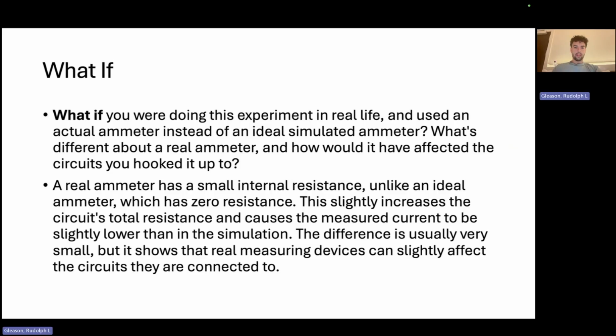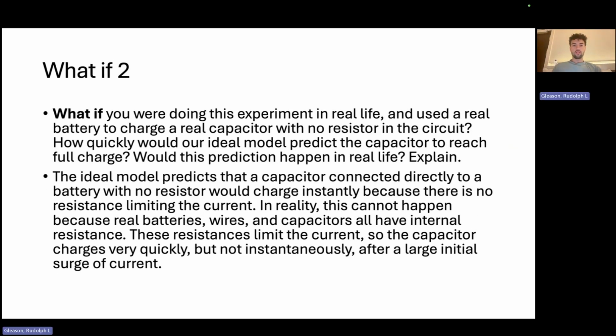And the second what-if question was, what if you're doing an experiment in real life and you use a real battery to charge a real capacitor with no resistance in the circuit? How quickly would our ideal model predict the capacitor to reach the full charge? Would this prediction happen in real life? I said that the ideal model predicts that a capacitor connected directly to a battery with no resistance would charge instantly because there's no resistance limiting the current. In reality, though, this cannot happen because real batteries, wires, and capacitors all have internal resistance. This resistance limits the current, so the capacitor charges very quickly, but not instantaneously, after a large initial surge.